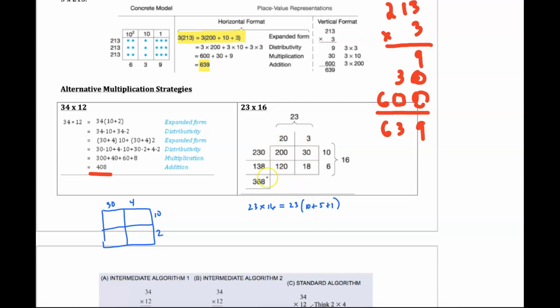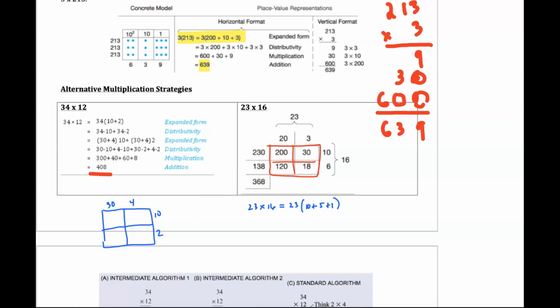So you end up drawing a rectangle, and then 20 and 3, break it up, 10 and 6, and then you do 3 times 6, 18, 3 times 10, 30, 20 times 10. And so this ends up being put together. You end up looking at this part here, building that, right? And then you go ahead and add it all together to get 368.